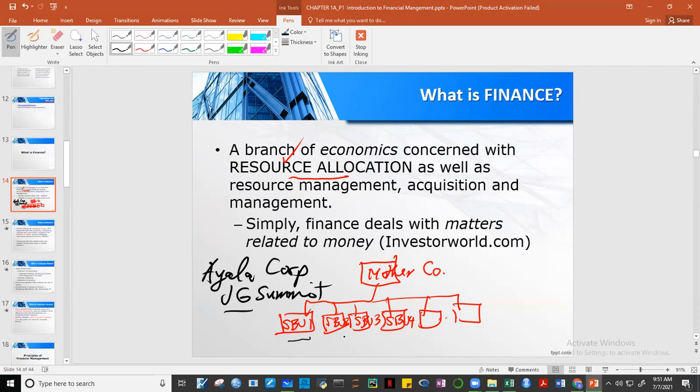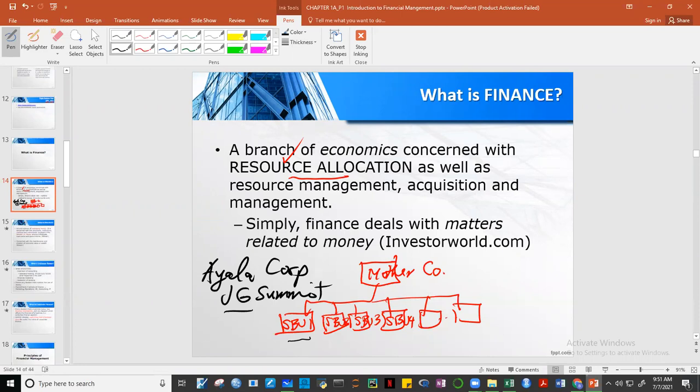Alam natin na it engages in telecommunications through Globe. Tapos sa banking, BPI. Tapos meron din silang sa insurance, meron din silang sa food, meron din silang sa real estate. Okay? Meron din silang sa agriculture. So many companies form part of the Ayala group of companies. Ganoon din si JG Summit.